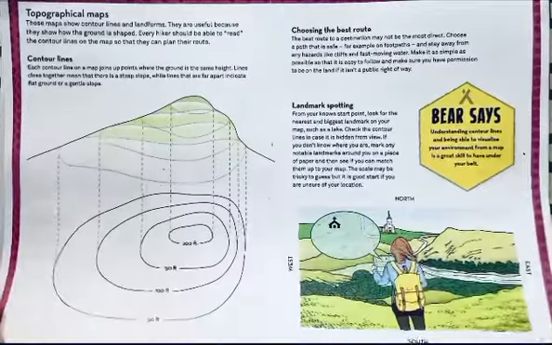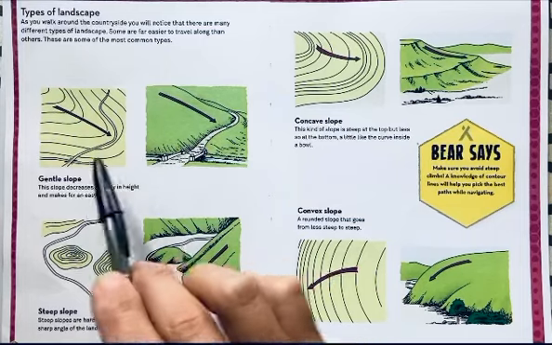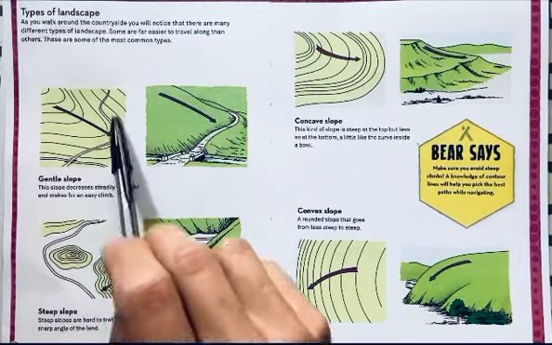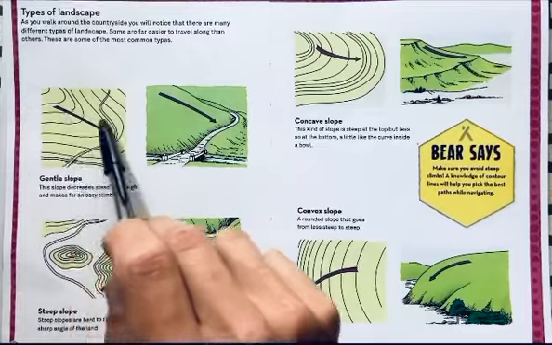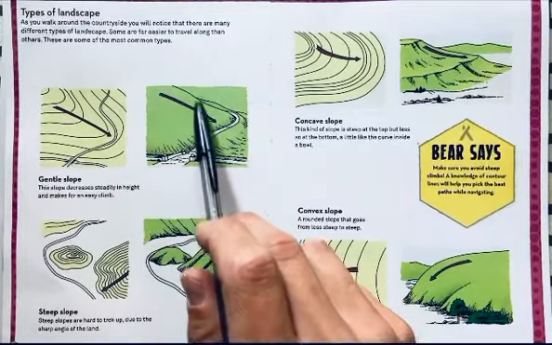Now, let's turn the page. Now on this page we can see several examples side by side of how the topographical map contour lines look in comparison to a three-dimensional image.